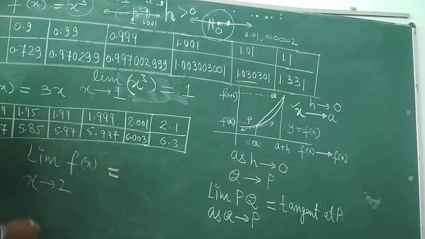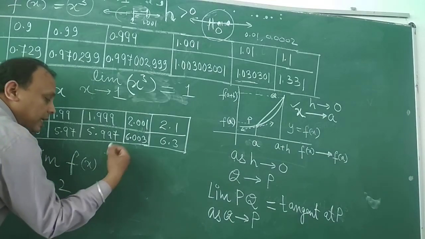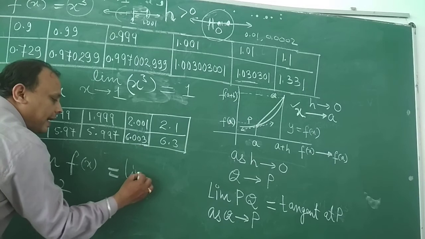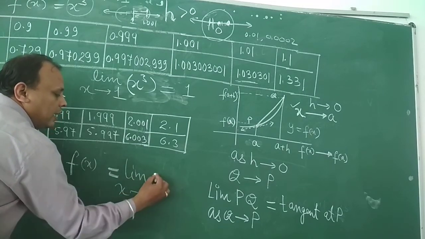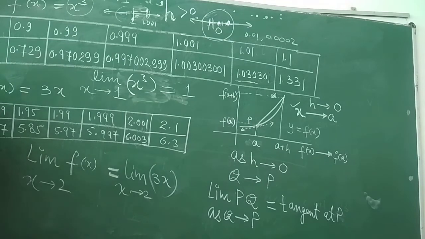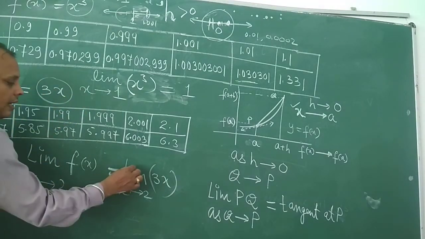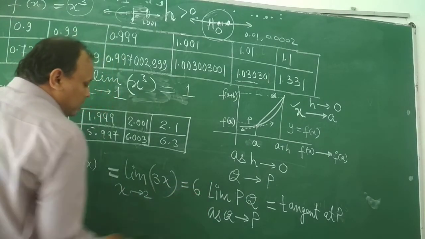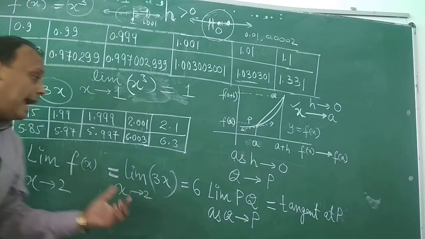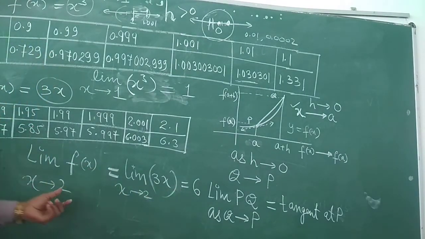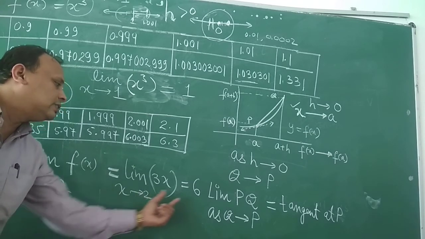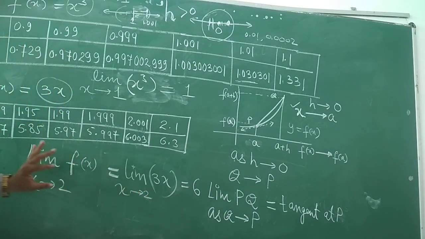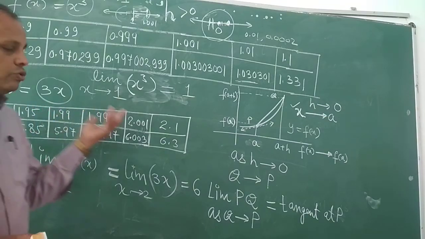So we say that as x approaches 2, the limit of the function 3 times x is becoming 6. I can write it like this: limit x tends to 2, the value of the function is 3x, and we discover it is approaching 6. As the limit of x is 2, we say the limit of the function is 6. So this is a very rough idea just to introduce limits.